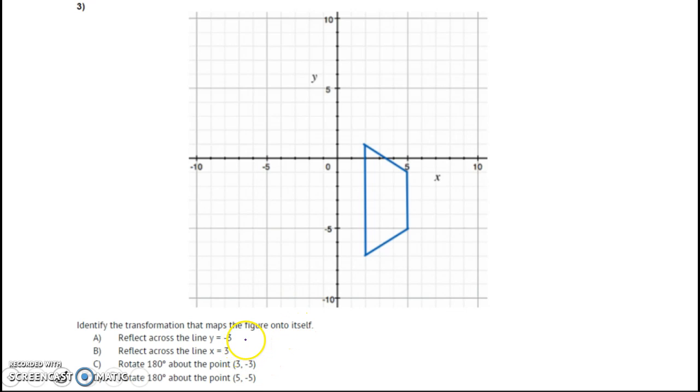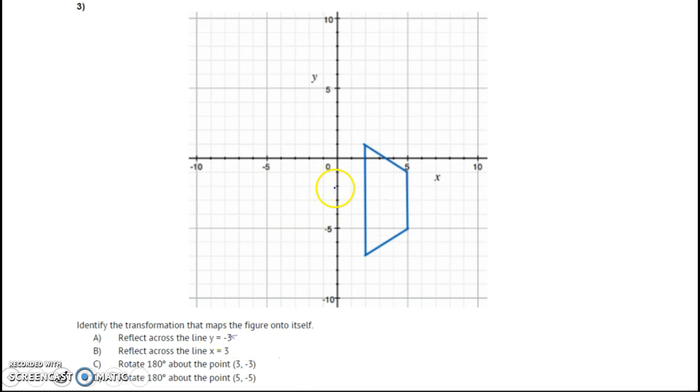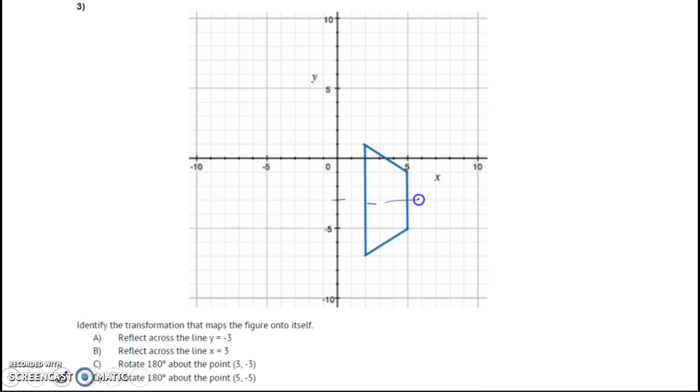we complete them. Here's a couple of reflection options in A and B. So if either of these are going to work, it would have to be a line of symmetry that we're reflecting across. So let's test this out. The first one says reflect across the line y equals -3. So make sure you read that carefully. Y equals -3. So we're going to go down to -3 on the y-axis. And remember, those y equals lines are just horizontal lines.